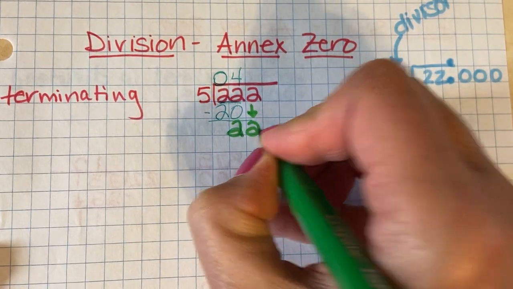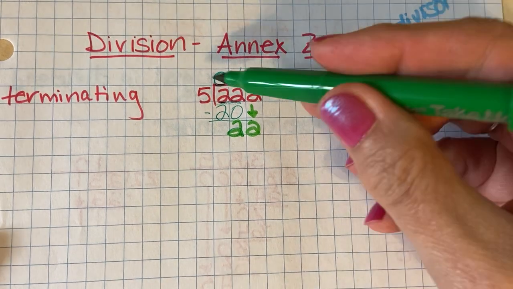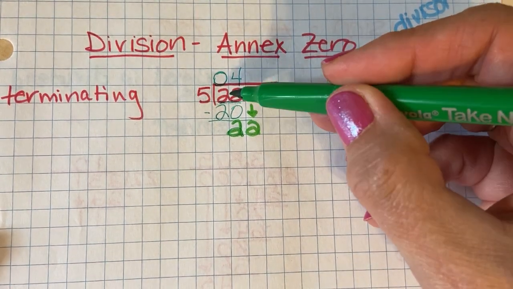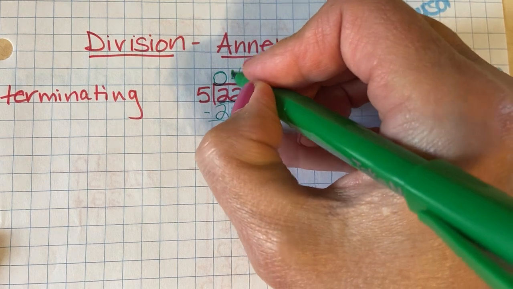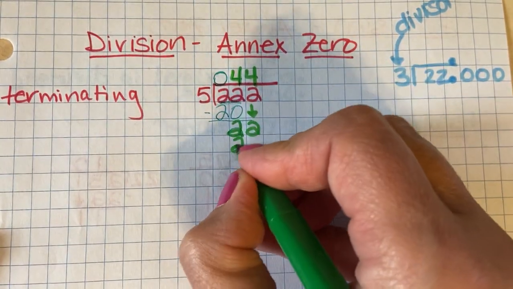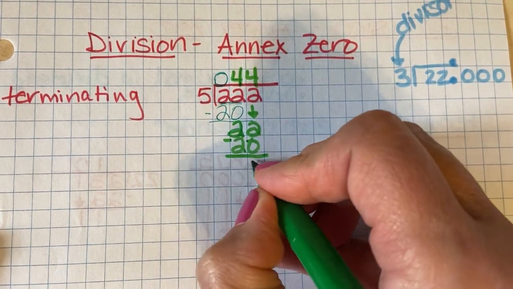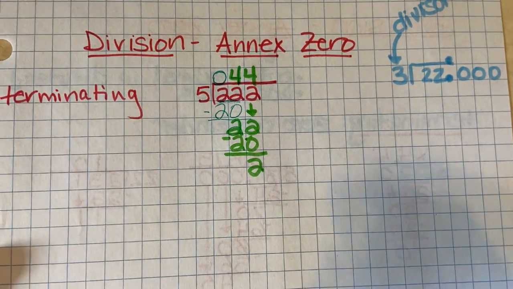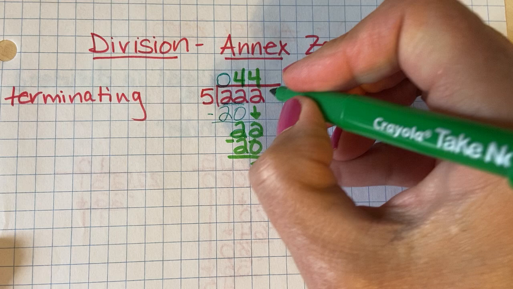I'm going to bring down my 2, just like we did with all the other division. Now, how many 5s go into 22? Well, we just did that, so we know it's 4. 4 times 5 is still 20. I'm going to subtract, and I have a remainder of 2. Go figure. Okay, so here's the part where you're going to annex the 0.